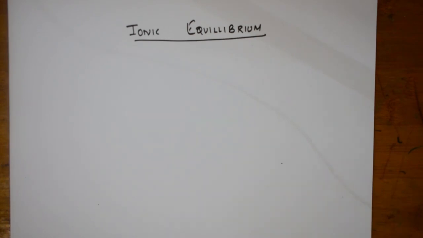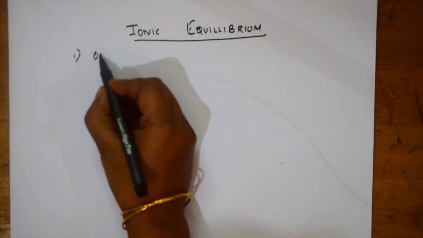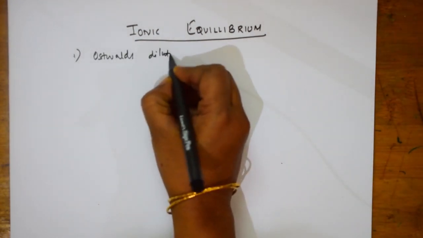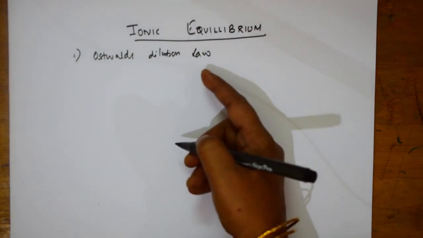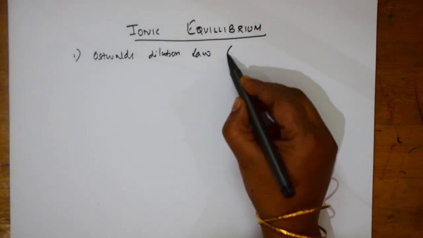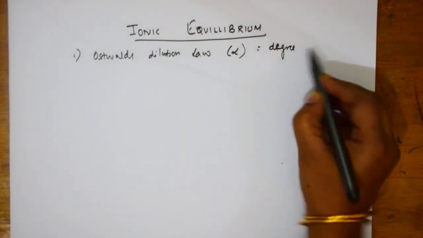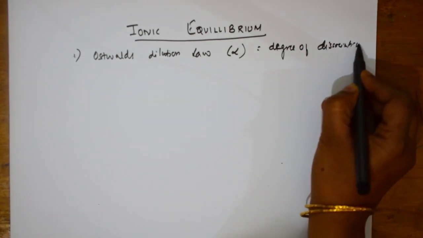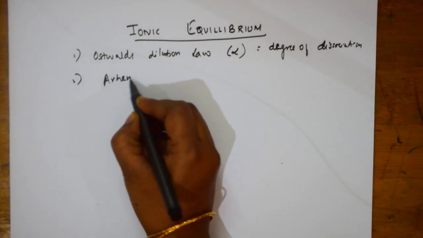So first of all, whenever you speak about ionic equilibrium, the first concept which you should learn is Ostwald's dilution law. When you're studying Ostwald's dilution law, we'll speak in terms of alpha. What is alpha? Alpha is nothing but degree of dissociation. I'll just tell you this and how to remember the formulas. Then next you will be learning about the Arrhenius concept.